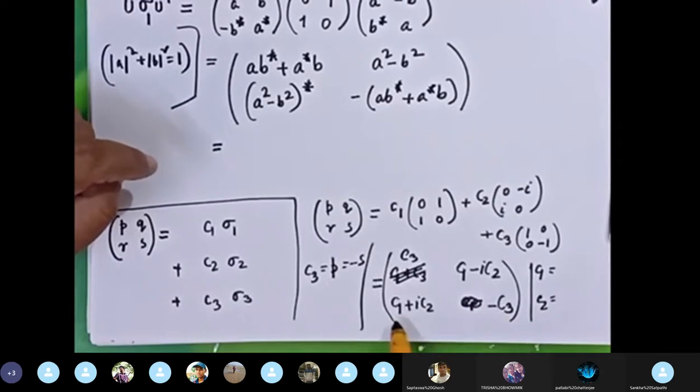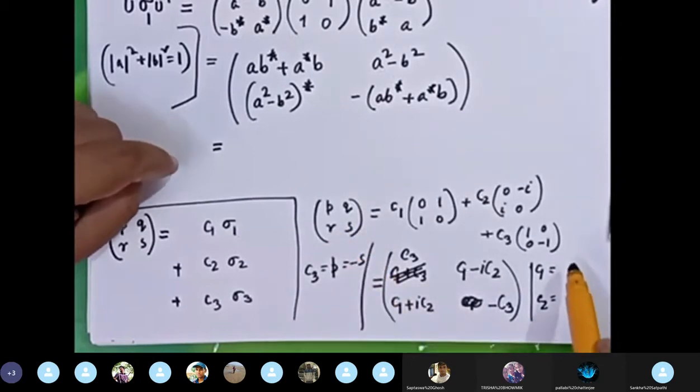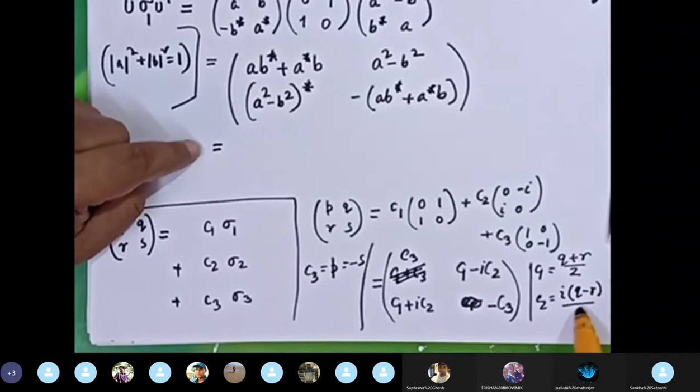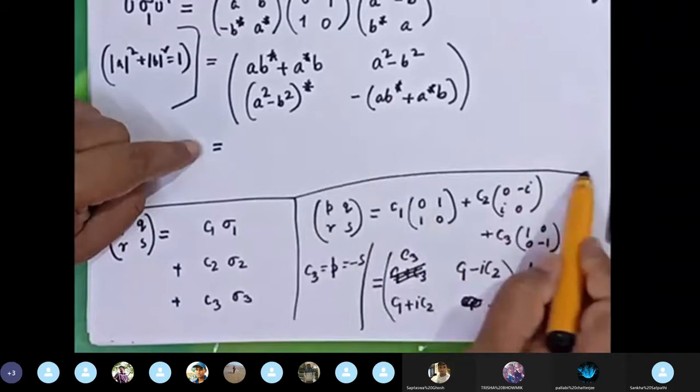C1 plus IC2 is Q. So twice of this, 2C1, adding this will be Q plus R. So C1 is Q plus R by 2. And if you subtract this, you will have minus 2 IC2, which is Q minus R by 2I. So C2 is I times Q minus R by 2. Is this okay? Yes, sir.